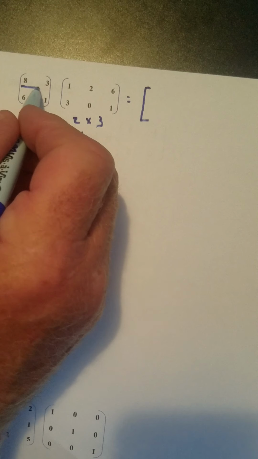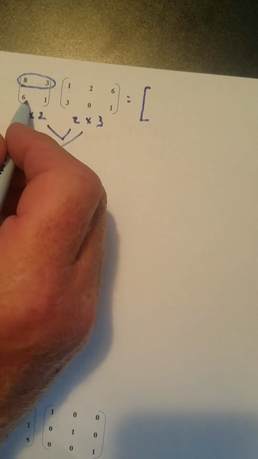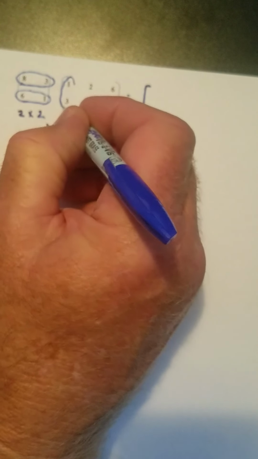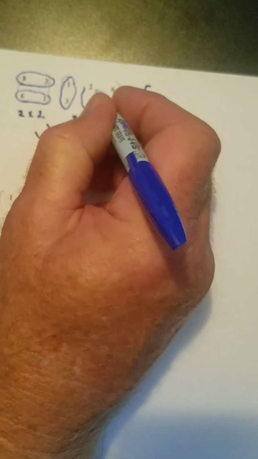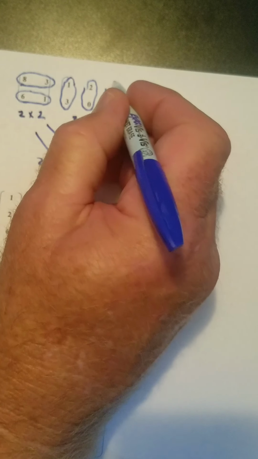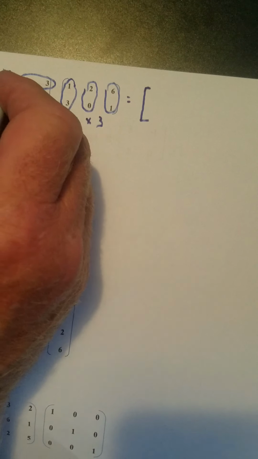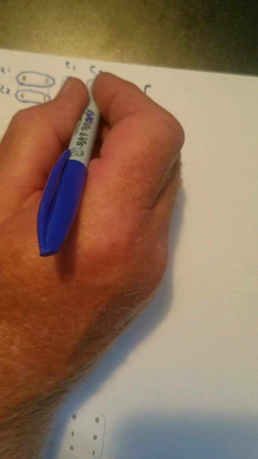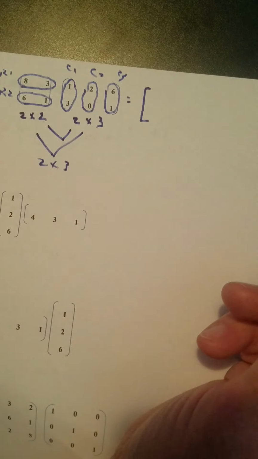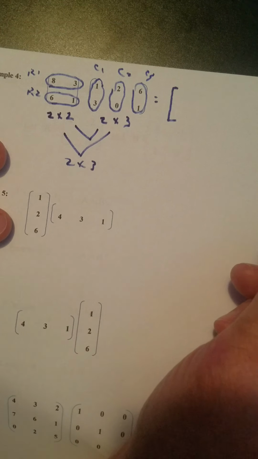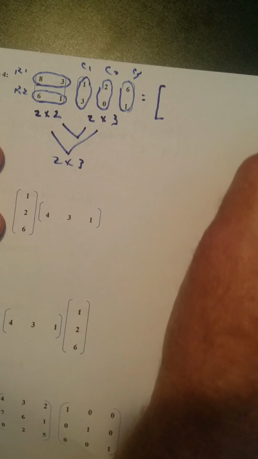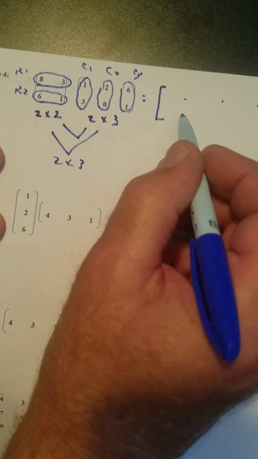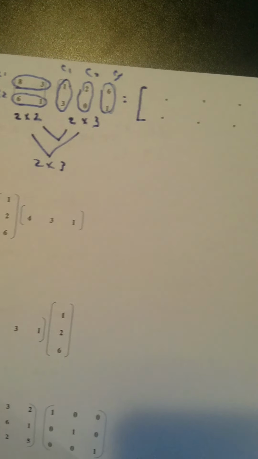Circle the rows. Circle the columns. And just always think of them as row 1, row 2, column 1, column 2, column 3. That helps you keep organized. So when we go over here, we're basically going to have 6 spots we got to fill.